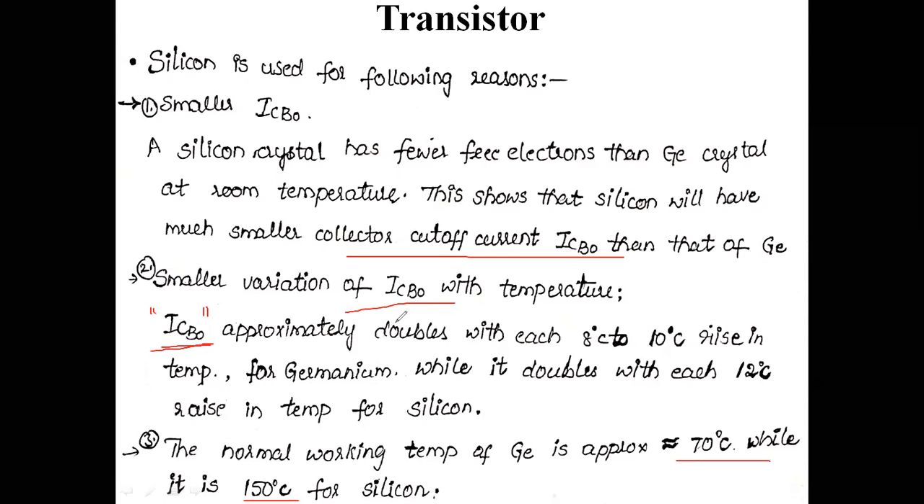Next point: the collector cutoff current of silicon is very low, a very small value when compared to germanium, while germanium shows maximum variation with even a small change in temperature. The stability of the germanium transistor is very low when compared to the stability of silicon.